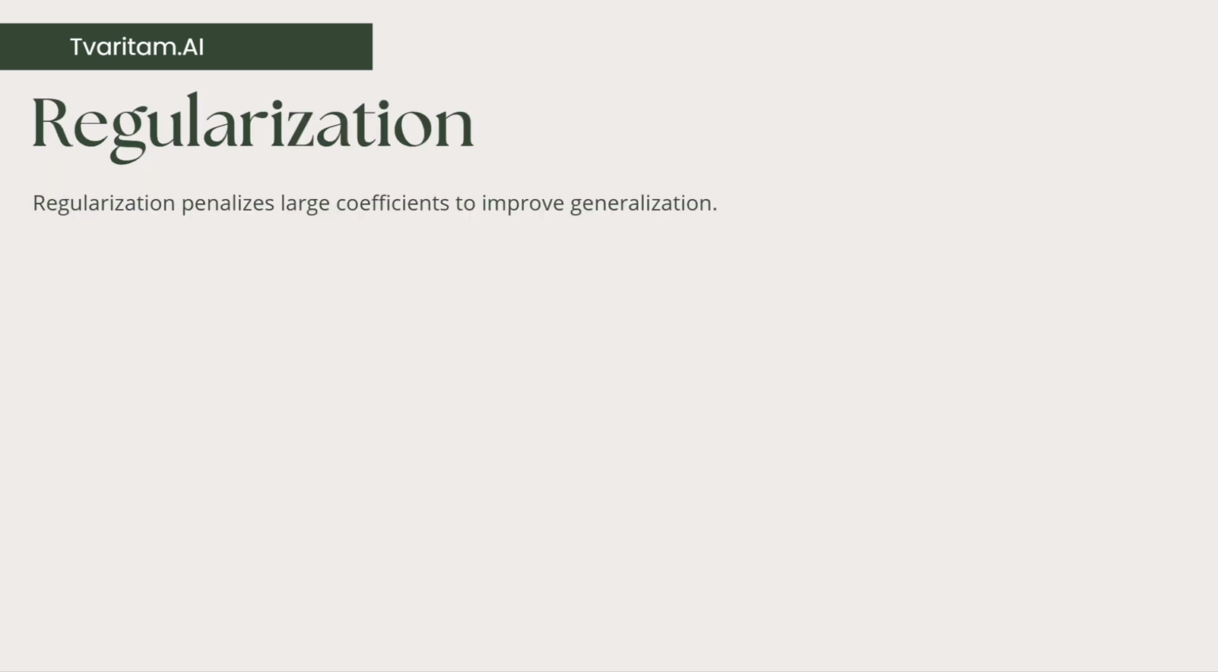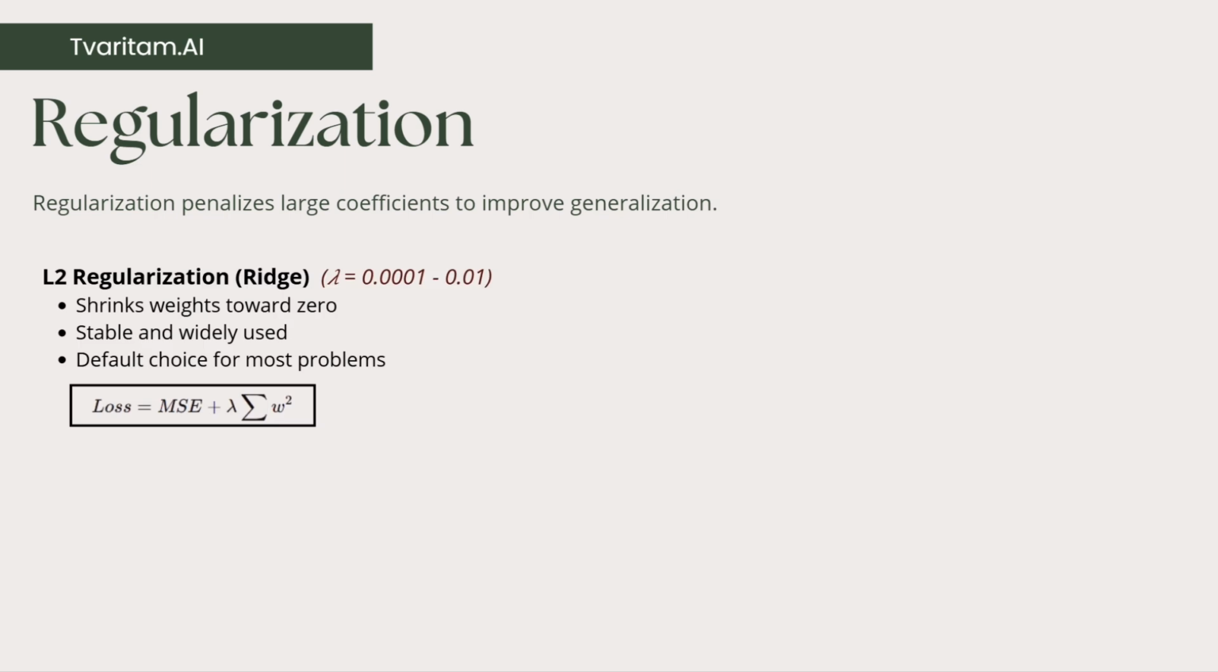Now let us explore regularization. Regularization is a technique used to improve generalization by penalizing large coefficients. In machine learning, one common problem that we face is overfitting, where the model performs very well on training data but poorly on the unseen data. This happens because the model starts capturing noise and regularization helps control this by adding a penalty term to our loss function.